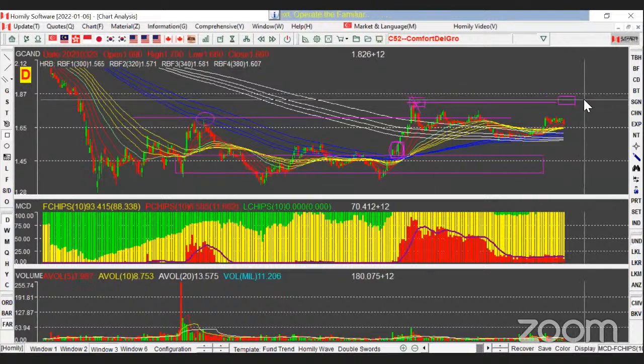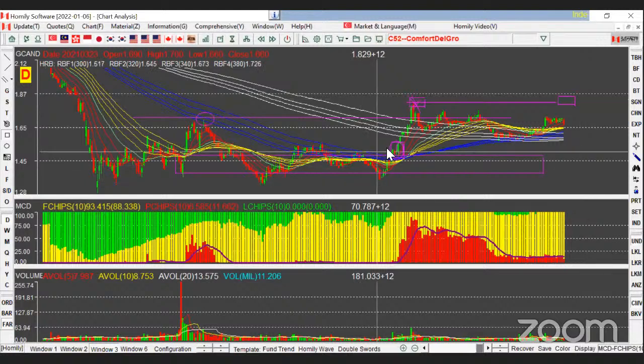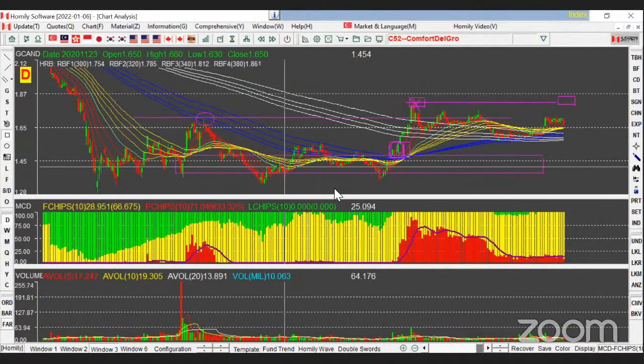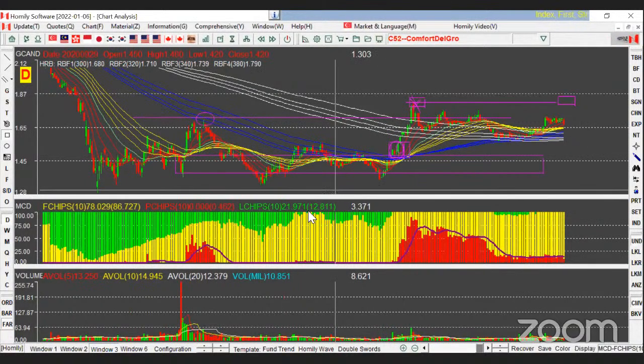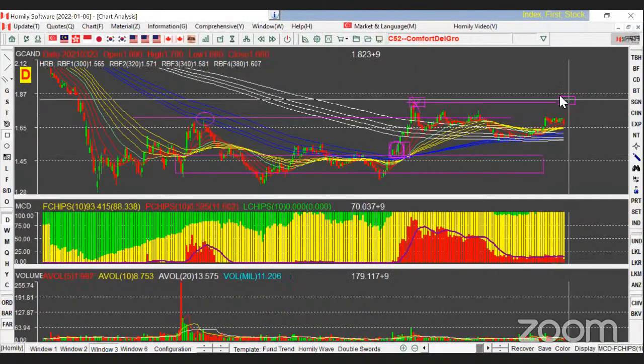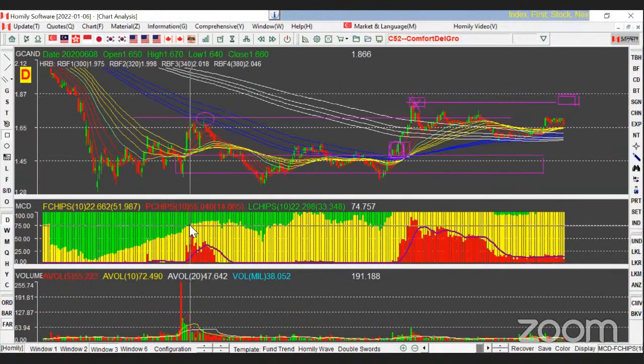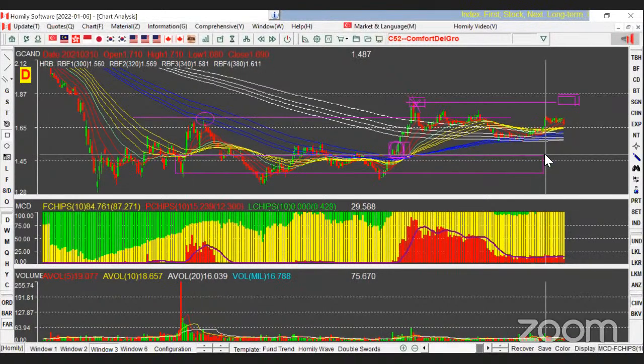But before that, if you are the aggressive type, you want to buy earlier, open a position earlier, this will be the moment for you to consider. If you didn't buy here, then you want to wait until here. Okay, so that is about comfort deal goal.